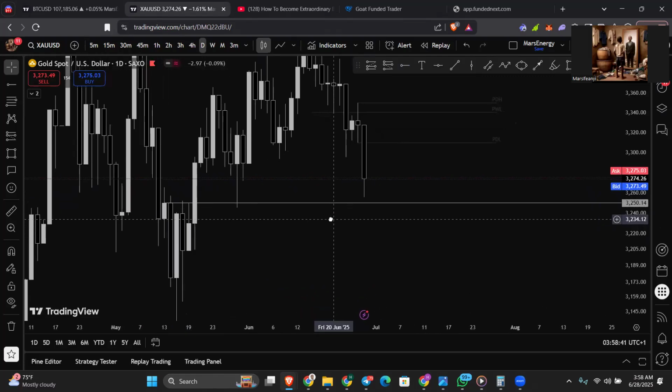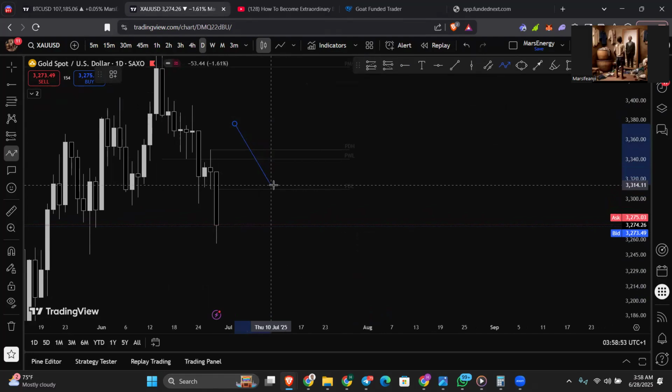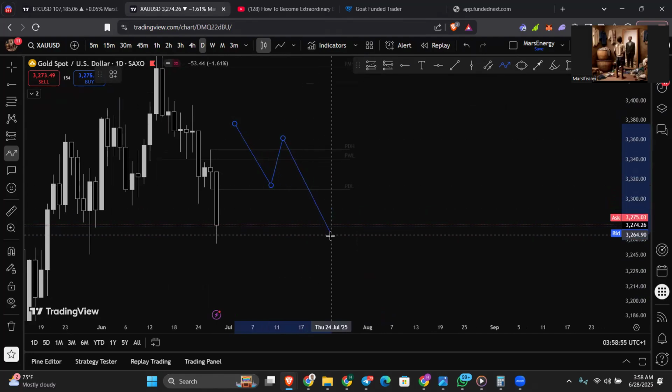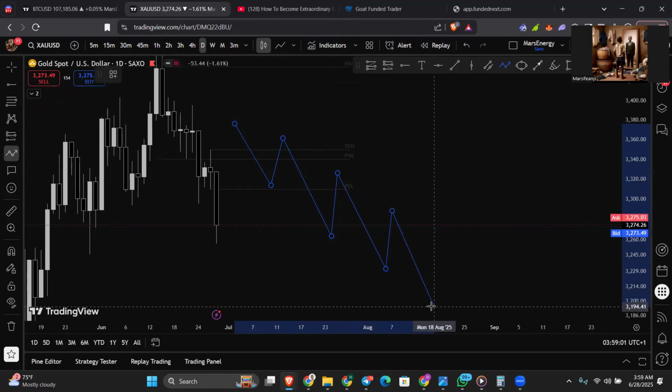So on Monday, I will still be looking for sales. I'm not interested in the buys. The only thing that would make me look for buys is if on the H4 price has given me something like this. As long as price has not taken out this top, maybe a previous high on the H4, I'm not interested in anything.